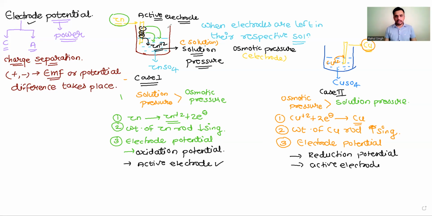So this is about the two cases we have seen when we talk about electrode potential. Electrode potential has case 1 and case 2. Case 1 is related to that particular solution pressure. If solution pressure is greater than osmotic pressure, then we get an oxidation potential. And in case 2, osmotic pressure is greater than solution pressure. So this is the thing that we have to keep in mind. Here this is our reduction half reaction, and this is our oxidation half reaction.